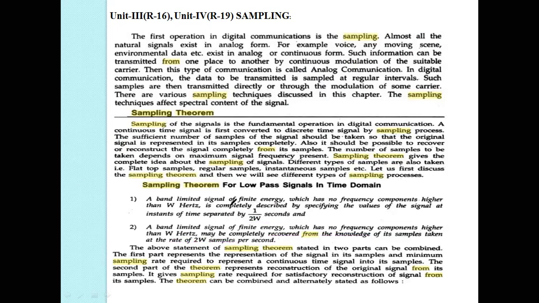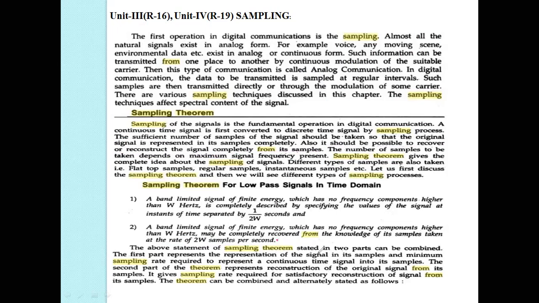This is very, very important, my students. The construction and the reconstruction are both there. It should be possible to recover or reconstruct the signal completely from its samples. First of all, we construct the signal, then reconstruct or recover it from the knowledge of its samples taken at the rate of 2 omega samples per second. There are so many points included here, my dear students.